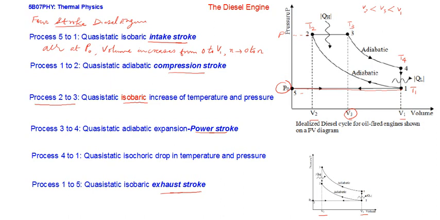So what will be our equation of state here? I can write the equation of state at stage 1. The pressure is P0 at point 1, P0 into the volume V1 should be equal to N into R into the temperature T1, where N is the number of moles of air taken inside. So that will be the equation of state at stage 1, at the end of the intake stroke.